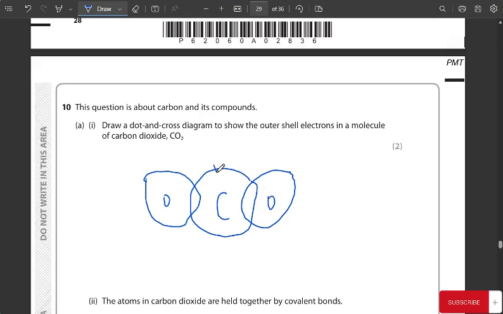And you know that carbon has 4 outermost shell electrons. For me, it's better to display the electrons of the carbon with crosses, and the electrons of the oxygen with dots.